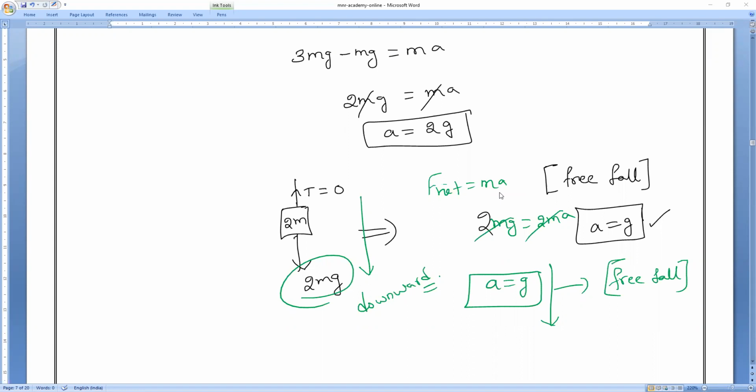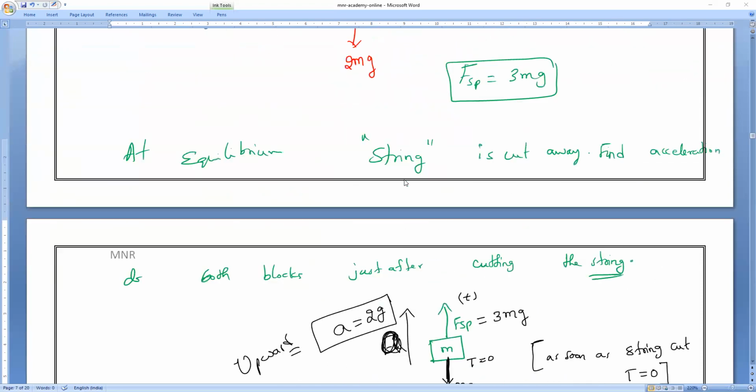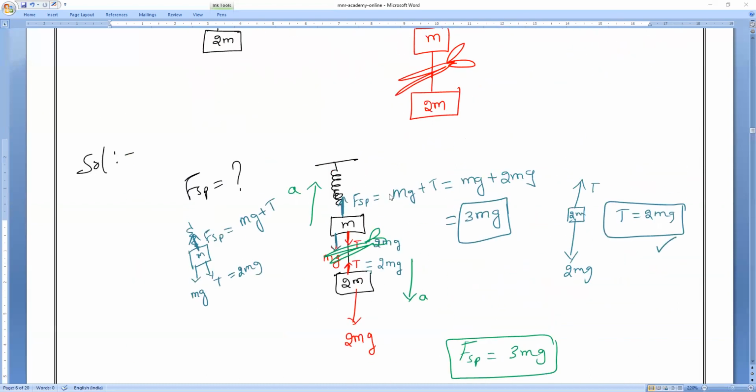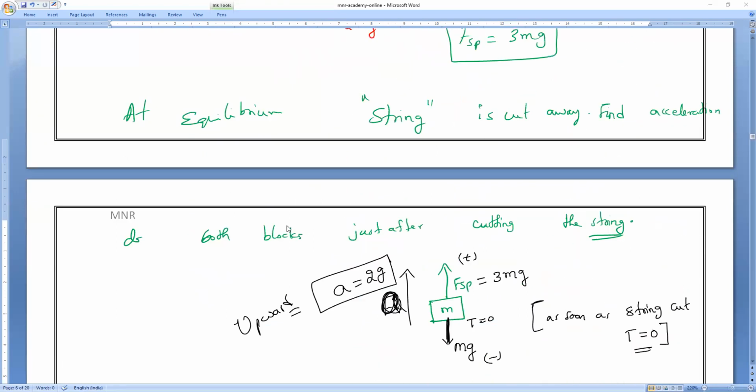For that purpose, I will teach you tomorrow what will happen when you cut the spring. But now I will send you one question in which we are cutting the string. Try to solve that and find the acceleration in every case. To find the acceleration, first you have to find the spring force in every case, and then find the acceleration. Do you all understand?